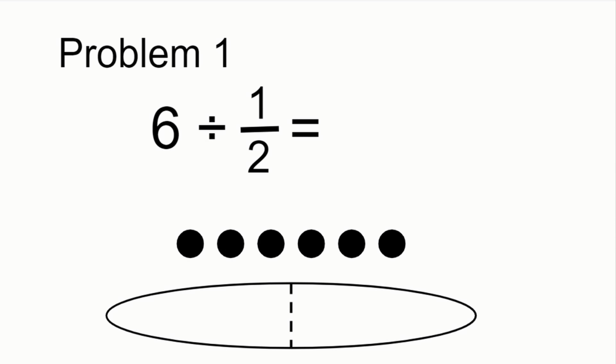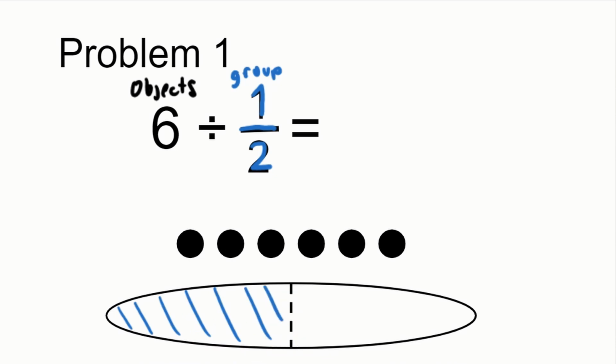Problem 1. 6 divided by 1/2. The way I like to interpret this problem is, this 6 is telling me that we have 6 objects, and this 1/2 is telling me we're trying to sort into half of a group. We're sorting 6 objects into half of a group. So what does a half of a group mean? If this whole bubble represents a group, we're only going to fill in half of this group. So let's go and take our 6 objects and sort into half of this group.